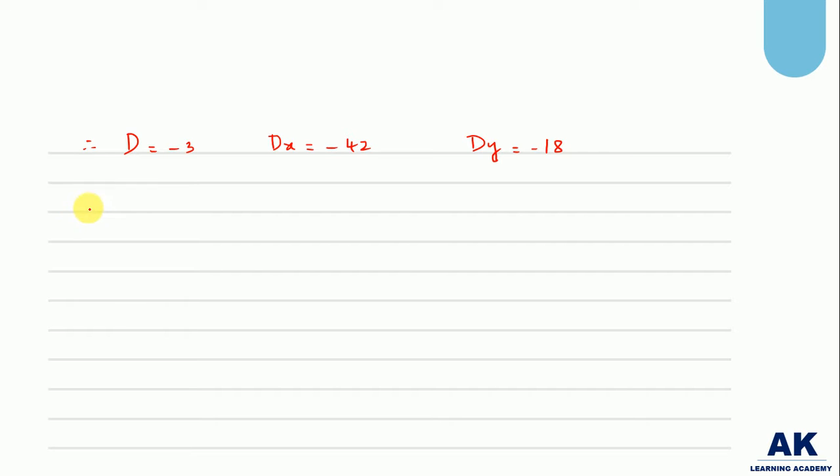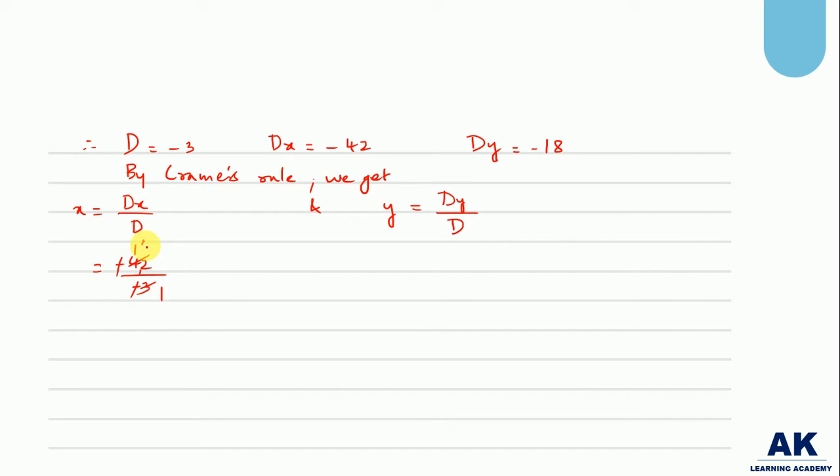So by Cramer's rule we get the value of x, right? So what is x? x is equal to Dx upon D, and y is equal to Dy upon D, right? Dx is minus 42 upon minus 3. Minus minus get cancelled. 3 ones are 3, and remaining is 12, so 3 fours are 12. Therefore x is equal to 14.